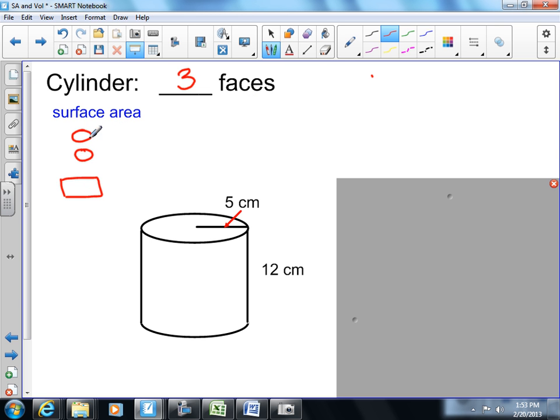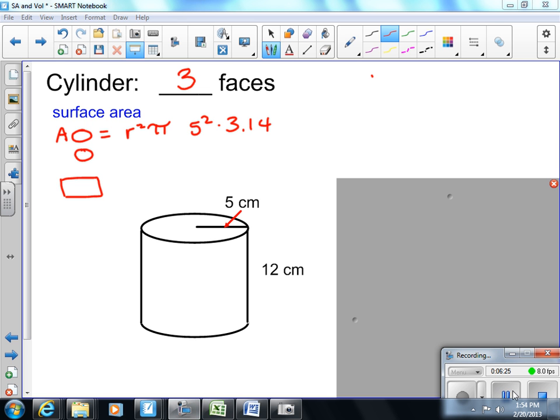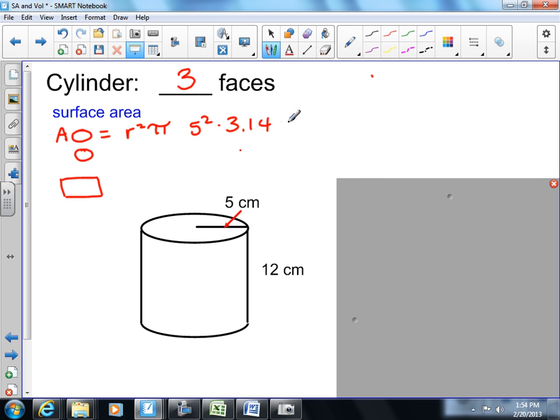Okay, so let's start with the circles. How do I find the area of that circle? Radius squared times pi, which in this case the radius is 5 squared times 3.14. Okay, punch that in your calculator. Let's see what you get. 78 and a half. Okay, how many of those do I have? I have 2 of them. So I'm going to write 78 and a half.